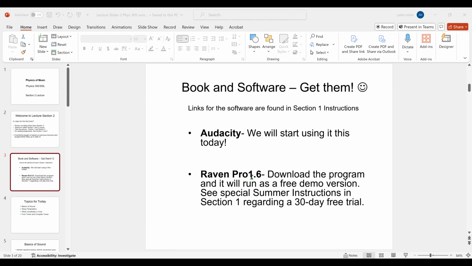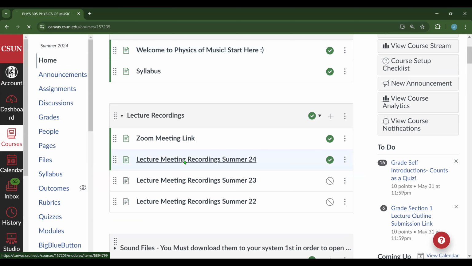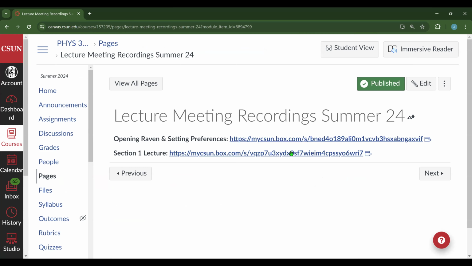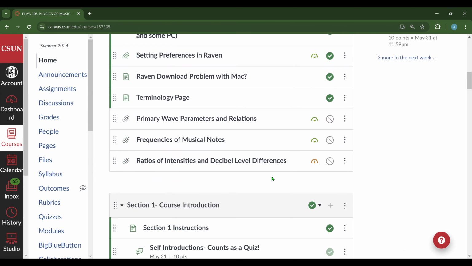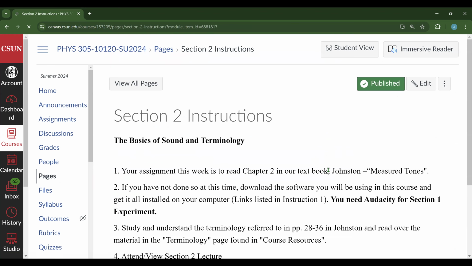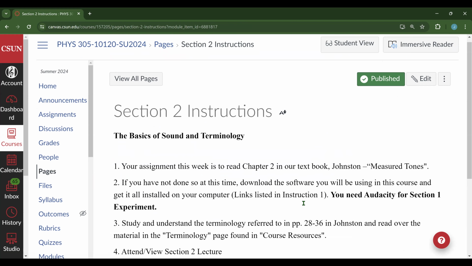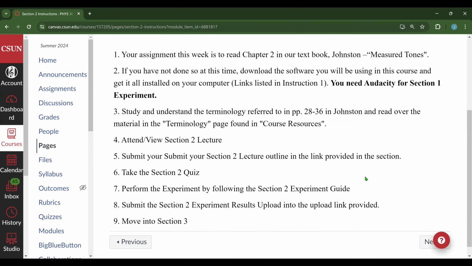But at any rate, what we want to do is come back over to our Canvas page and just note a couple things again. Syllabus is here. This is where the links are for the recordings. You can see section 1 is there. This will come back to the opening Raven settings and preferences, but the lecture number 1 recording is there. Section 1 and section 2. Don't worry about all sounds there. Course resources, section 1. And here we are on section 2. We'll go ahead and look at section 2 instructions. Read chapter 2 in the textbook. And then if you haven't done so, get Audacity. And basically roll through things.